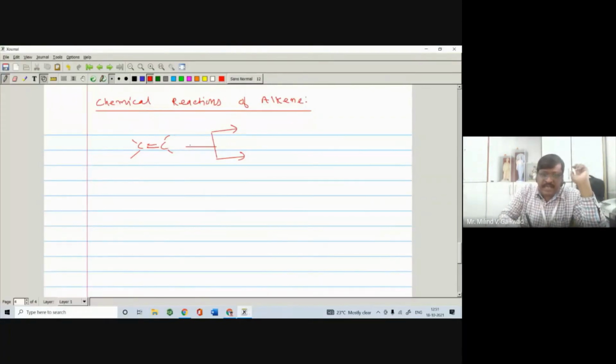So in this case, if there is an addition reaction, right? We are learning about the chemistry of the alkene and their chemical reactions. Suppose a reagent XY attacks this multiple bond, then there is a formation of the corresponding alkane. Means here is an addition reaction.